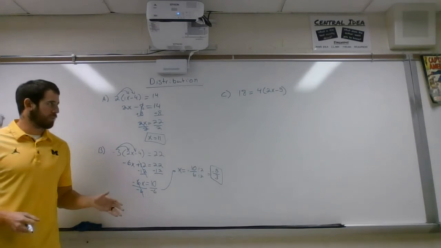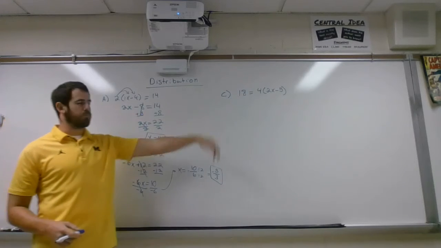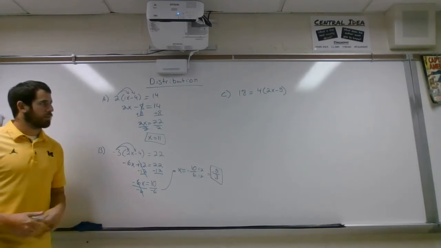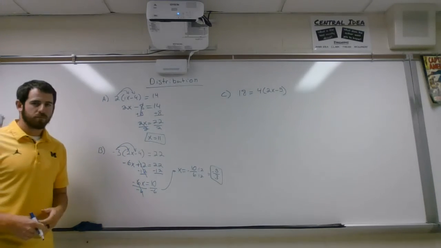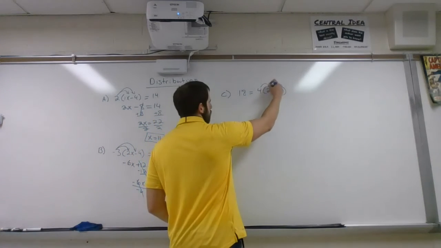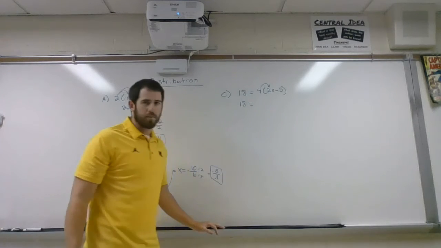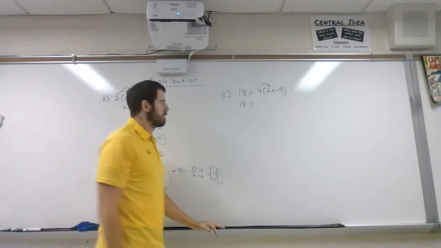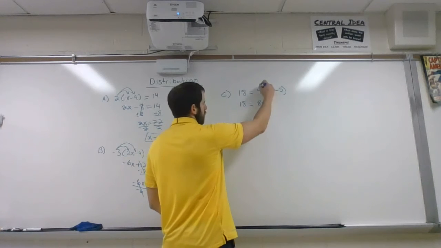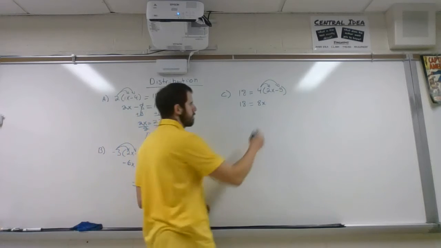Again, pause if you need to, and then try C on your own. All I did was take the parentheses and put it on the right side. It doesn't change the process. So pause if you need to, try C, otherwise here we go. I'm going to distribute still. I'm going to multiply by 4 to both things. You can start by rewriting the 18. Nothing's going to happen there. 4 times 2x will give me 8x. And I'll take the 4 times the negative 5 as well, and I'll get negative 20.